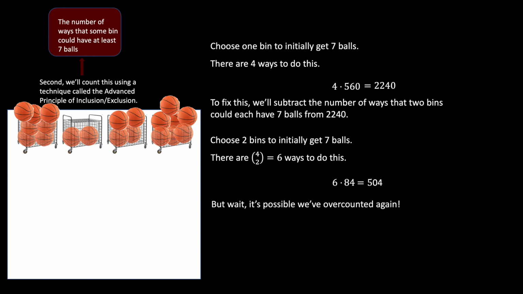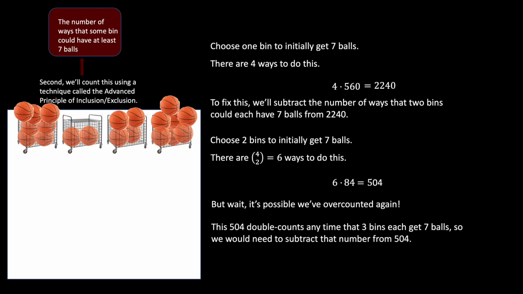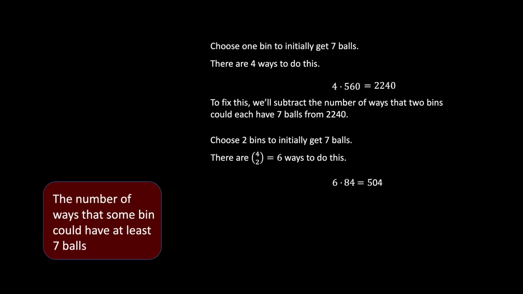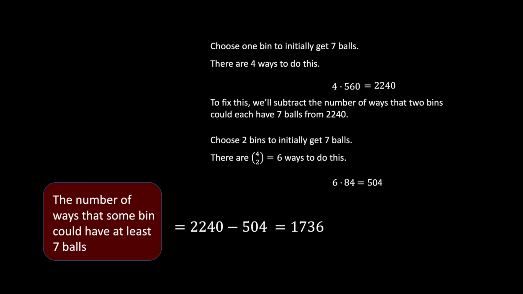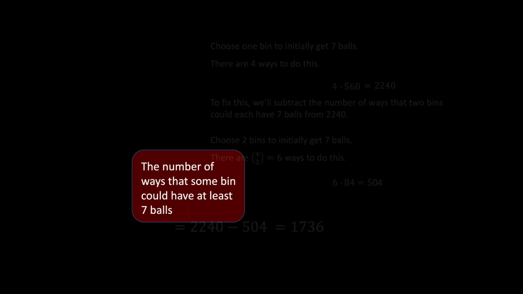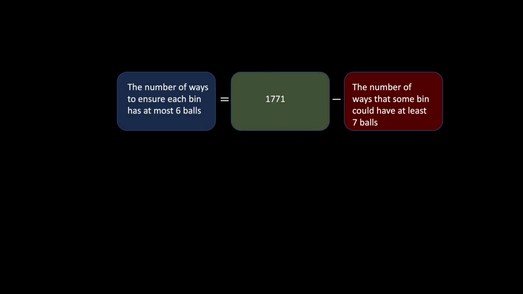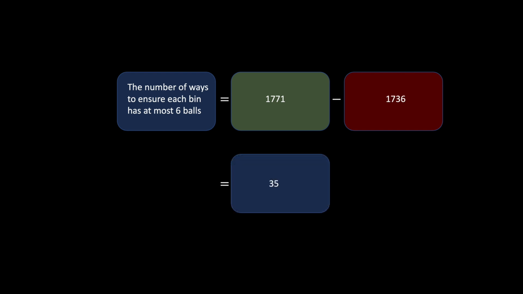Now wait a minute, it's possible we've overcounted again. 504 looks like it would double count any time that 3 bins might get 7 balls. So maybe we need to subtract that number from 504, but 3 bins getting 7 balls means we got 21, and we don't, so we're all done. Thus, how many ways some bin could have at least 7 balls is 2,240 minus 504, which is 1,736. And that's the number that we're going to subtract from 1,771, and we see that the number of ways to ensure each bin has at most 6 balls is 35.